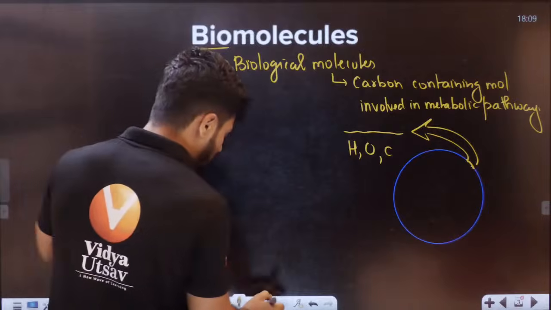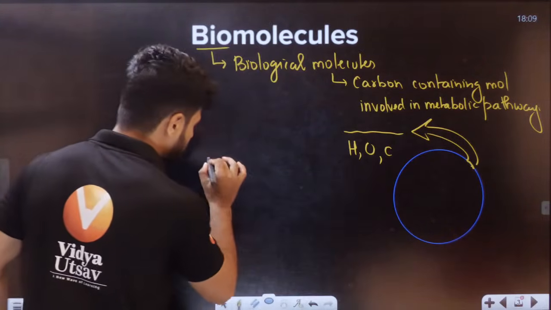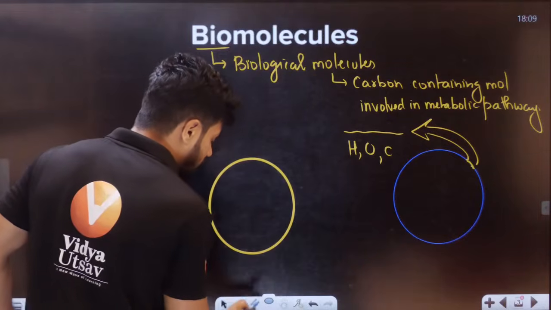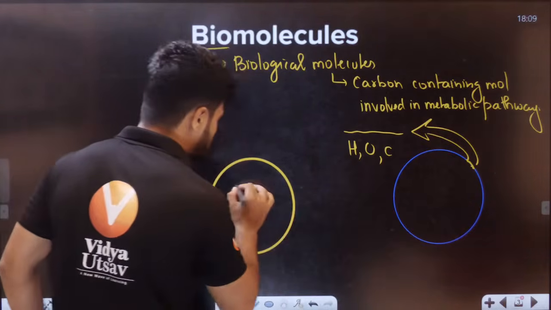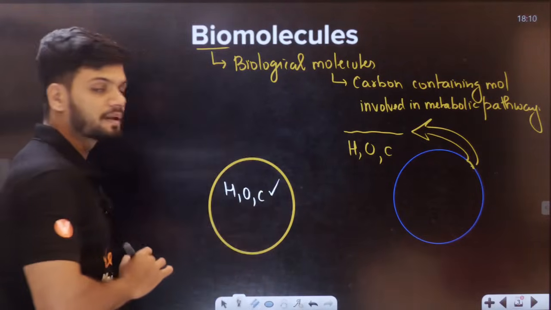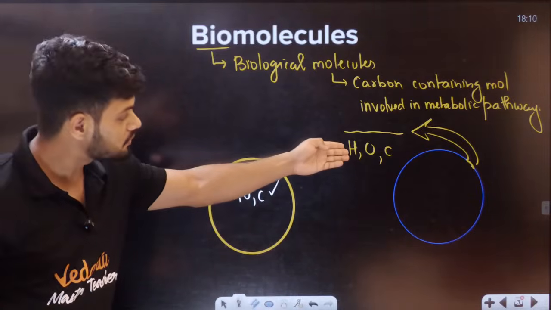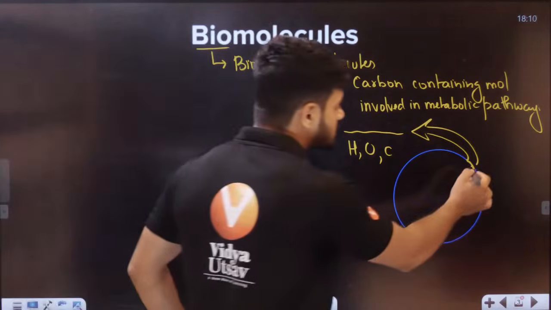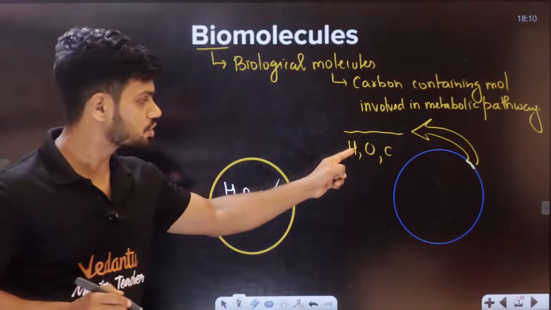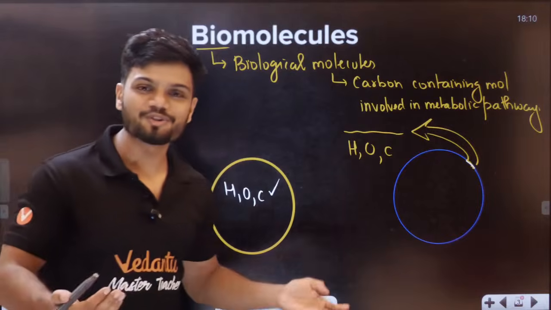In the case of a cell, the same elements, that is hydrogen, oxygen, carbon, are present. So here also we have the same thing. On the Earth's crust, we have hydrogen, oxygen, carbon, and in the cell also we have hydrogen, oxygen, carbon.